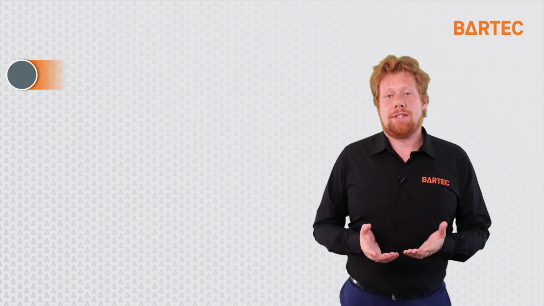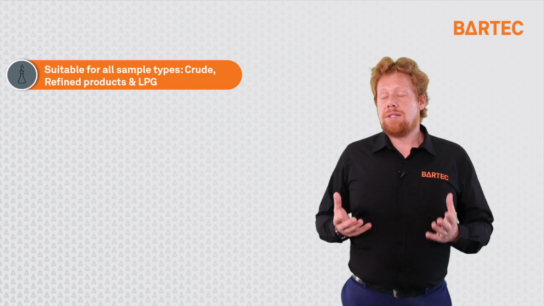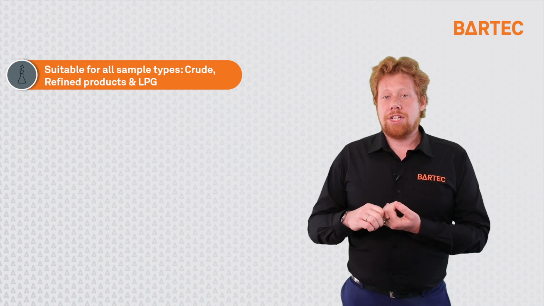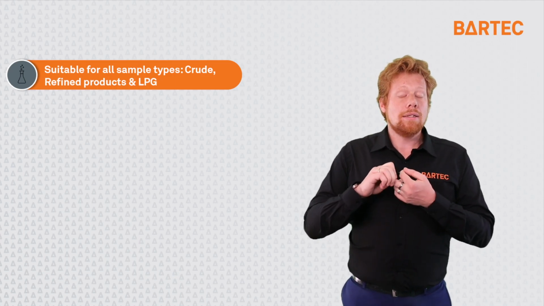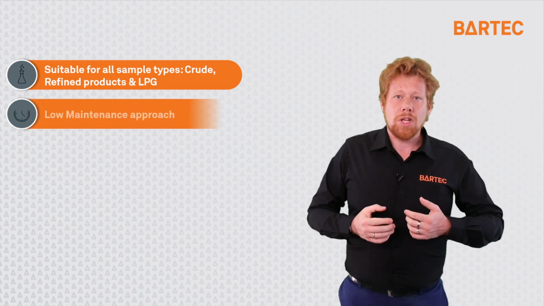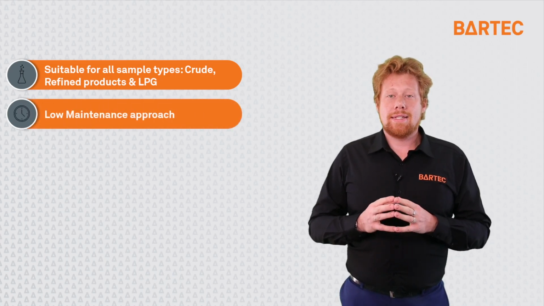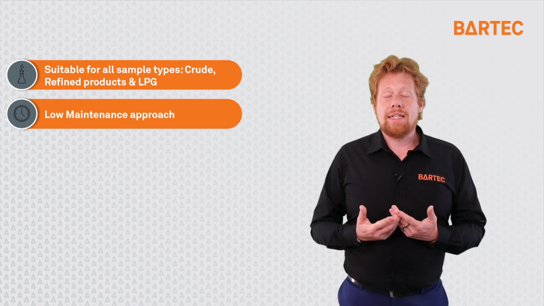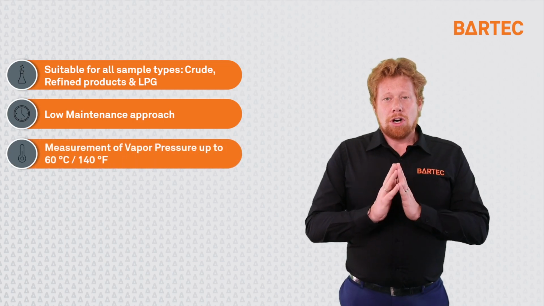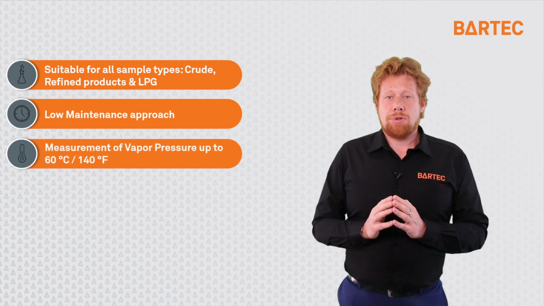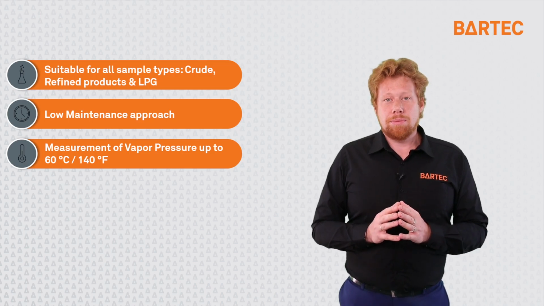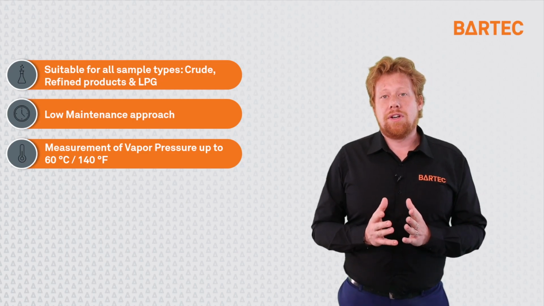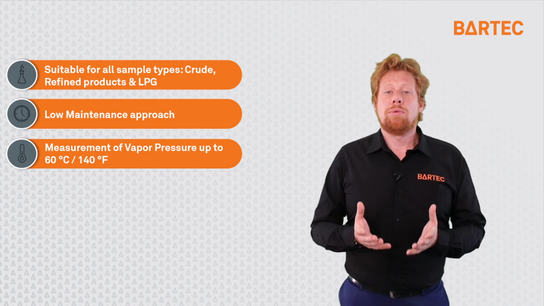Regarding some of the benefits of the RVP4, the RVP4 is suitable for a whole array of samples, including crudes, LPG and LNG type applications, and refined products. The RVP4 also has a simple maintenance approach designed in mind to minimize the time required to maintain this analyzer up and running. The RVP4 also has an integrated temperature controller that allows measurements of vapor pressure at temperatures other than the typical 100 Fahrenheit or 37.8 Celsius required by the RVP.